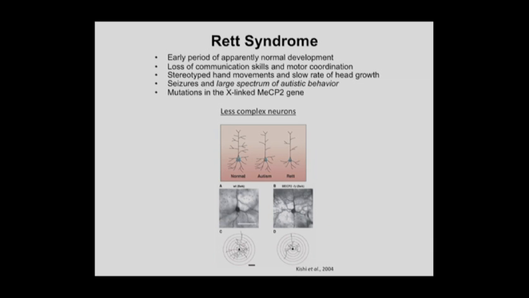So the lack of function of the MECP2 gene can actually make the neurons less complex compared to normal human neurons. They lose this complex arborization. And because of that, they are often used as a prototype for autism spectrum disorders.